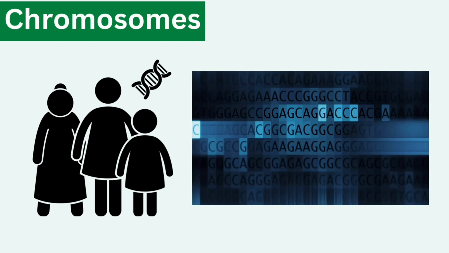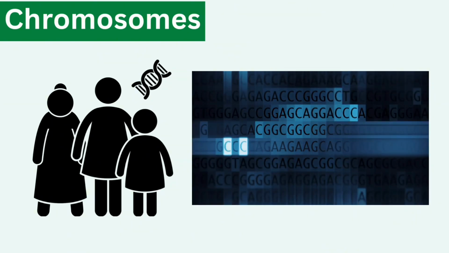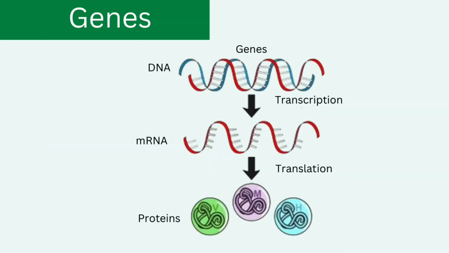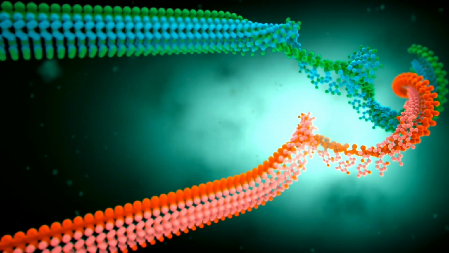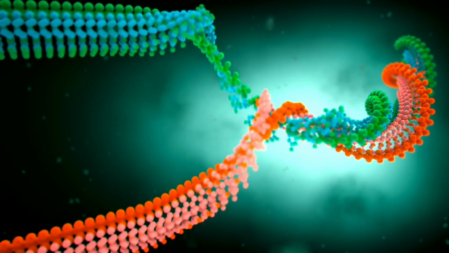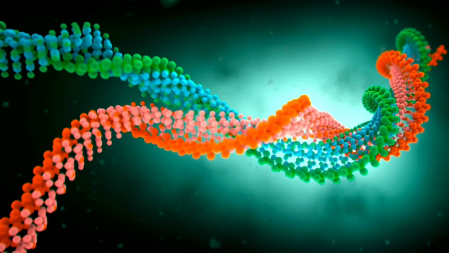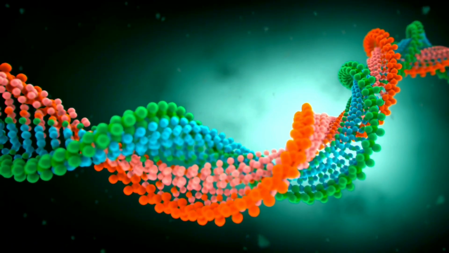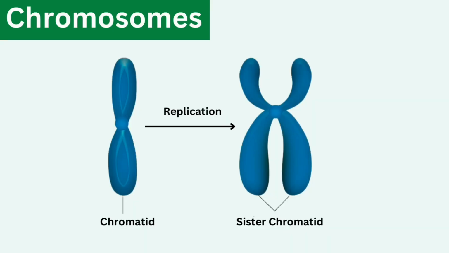Chromosomes serve as carriers of genetic information. Each chromosome contains genes, which are segments of DNA that encode instructions for the synthesis of proteins and the regulation of various cellular processes. Before cell division, a cell undergoes a process called DNA replication, where the DNA molecule of chromosome is duplicated. The result is two identical DNA molecules, each of which is referred to as chromatid.